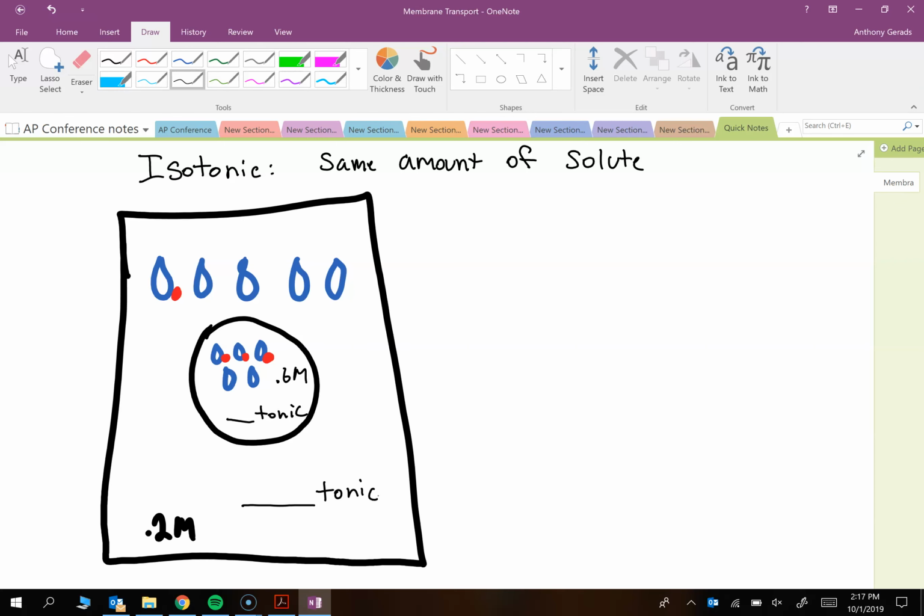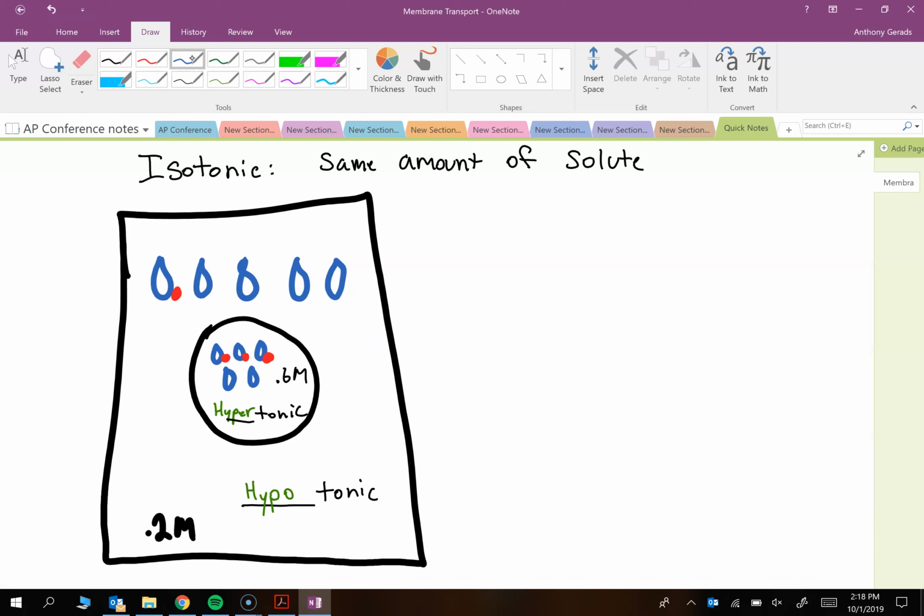Okay, look back at our words. Hypertonic means it has more solute. Those red dots are solute. Hypotonic means it has less solute, and isotonic means it has the same amount. So the inside of that cell should be hypertonic. Hypertonic, meaning the outside is what? Hypotonic. Okay.